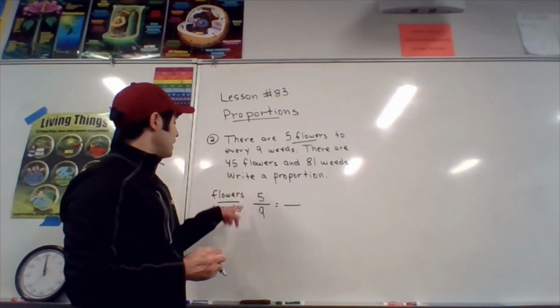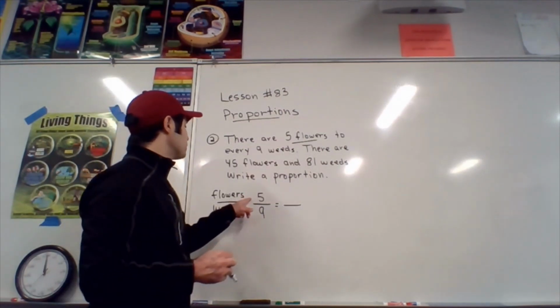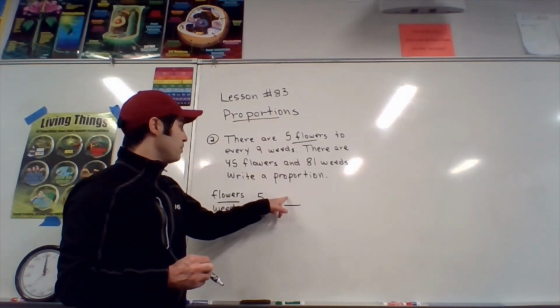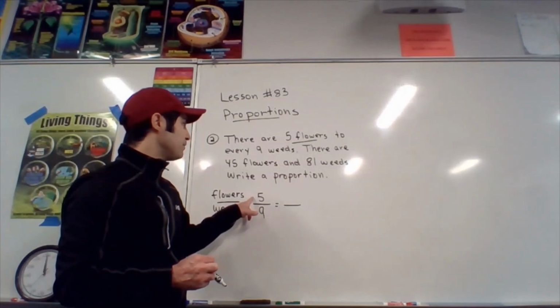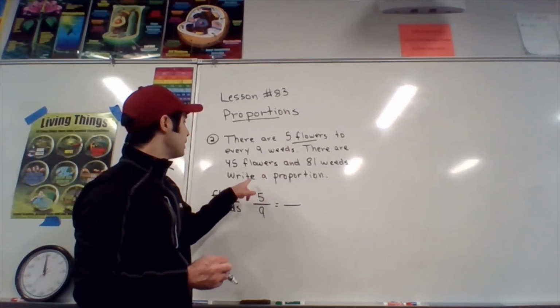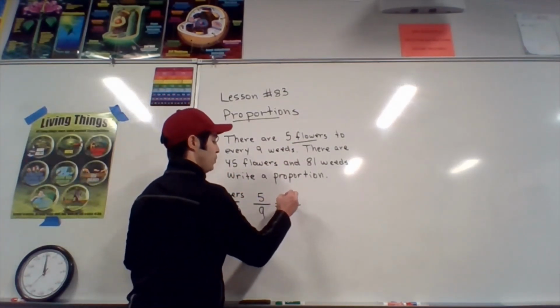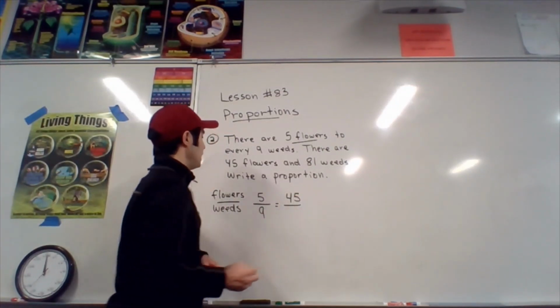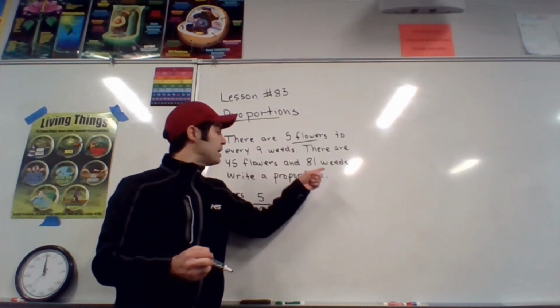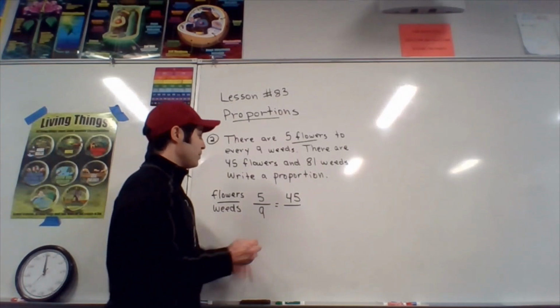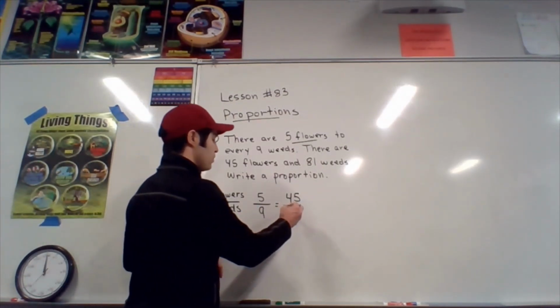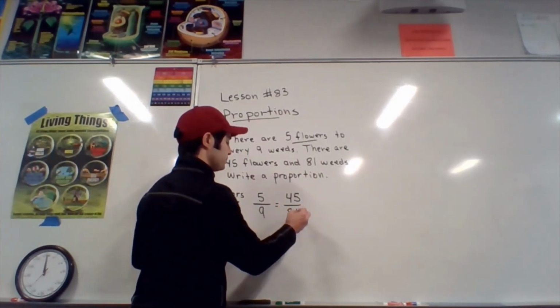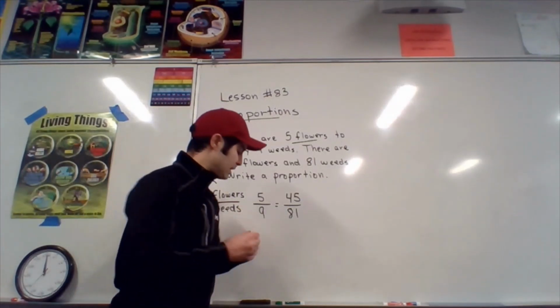Now, I know that the number associated with flowers goes on top. So what's the other number that's associated with flowers? I have 5 flowers goes on top. Over here I have 45. Okay? And then I know I have 81 weeds. So any number associated with weeds goes on bottom. Okay? So let's do cross products.